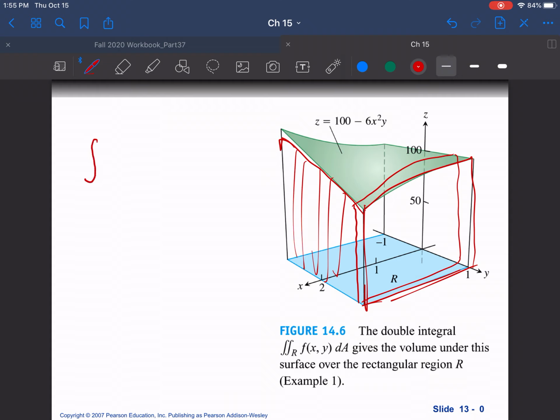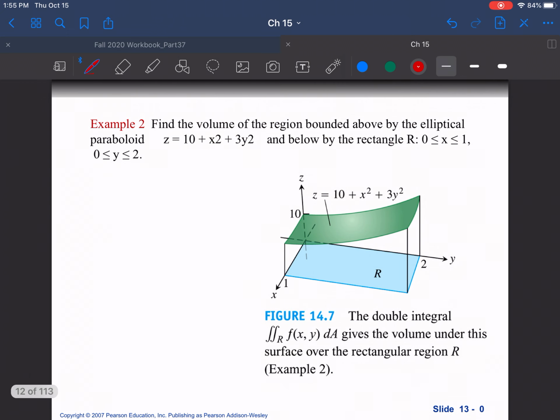That's what this symbol is. It's an elongated S that stands for our infinite sum. So that's how we add up all the slices. You're either slicing it in the x direction, finding those areas in the x direction and adding them up over y, or you're slicing it in the y direction and adding them up through x. It just depends which one you do first and which one you do second.